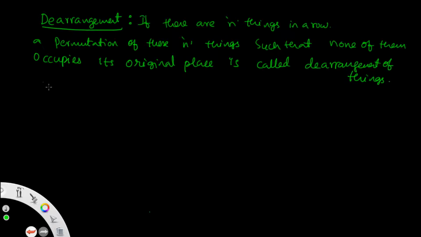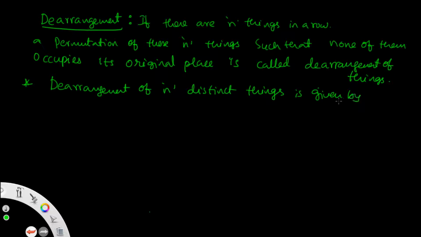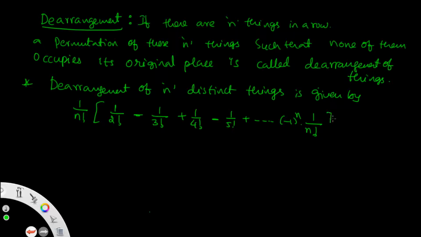Therefore, the formula for the derangement of n distinct things is equal to n factorial into 1 by 2 factorial minus 1 by 3 factorial plus 1 by 4 factorial minus 1 by 5 factorial, similarly, minus 1 whole power n into 1 by n factorial. This is the derangement of things formula.